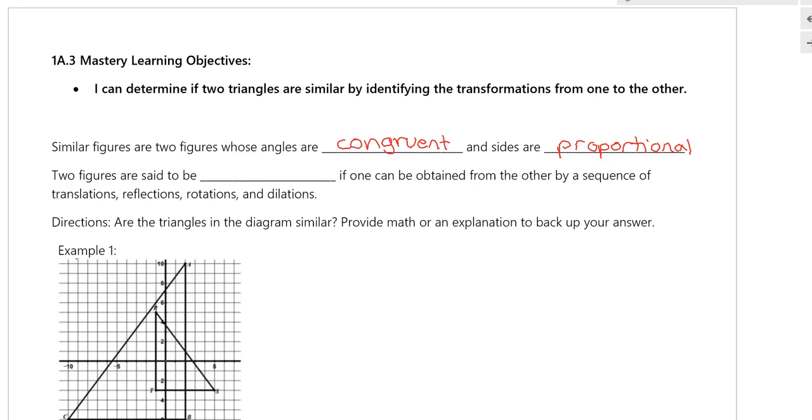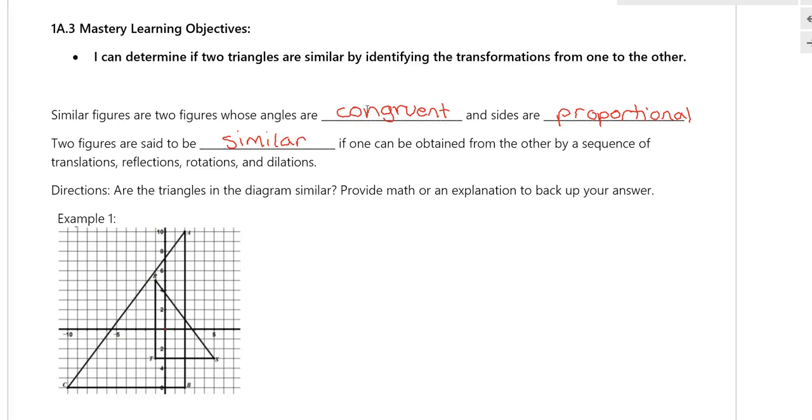So two figures are said to be similar if one can be obtained from the other by a sequence of translations, reflections, rotations, and dilations. So if you can show me a set of transformations that moves one shape to the other shape, then you can say those triangles or whatever shapes are similar.